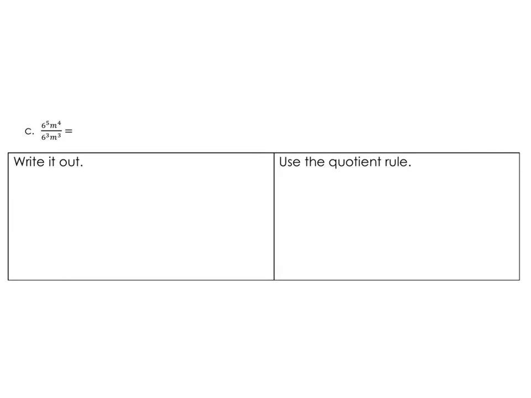Alrighty, with this example, we have numbers and letters. So on top, we had 6 to the 5th power. So that's 6 5 times. And 4, or m to the 4th, which is 4 m's.